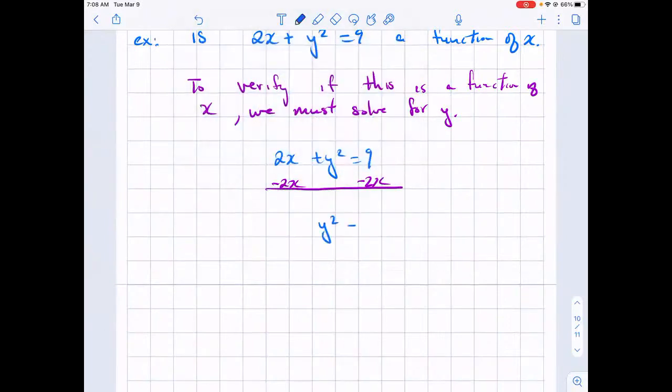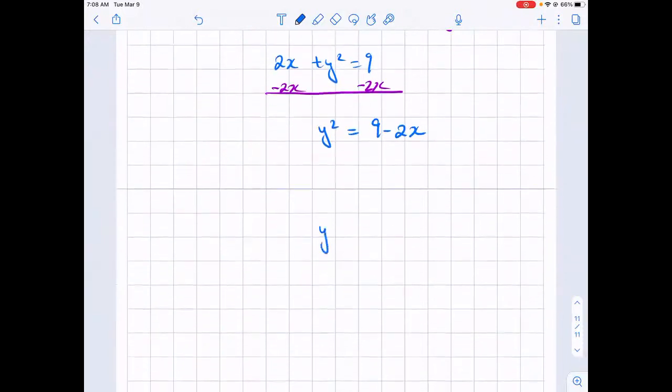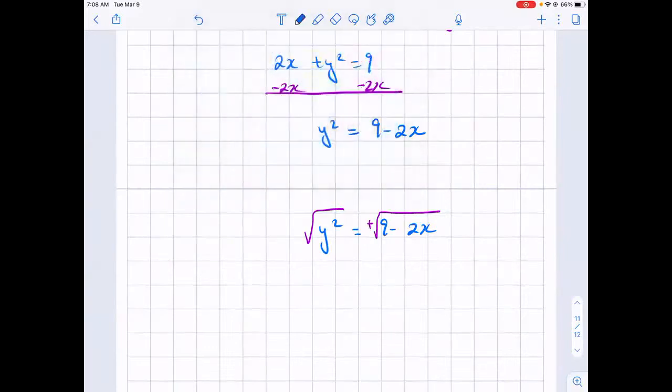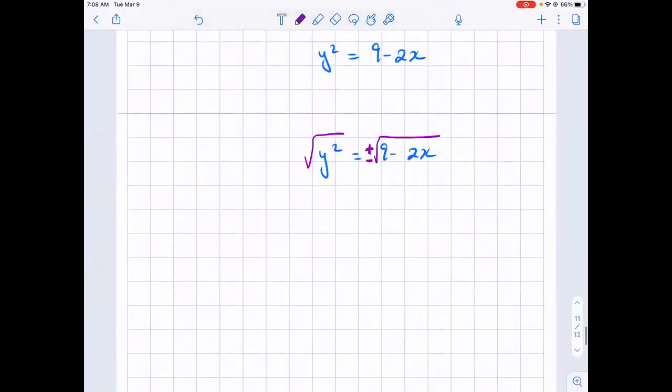If I do this, I have y squared is equal to 9 minus 2x. If I have y squared is equal to 9 minus 2x and I want to solve for y, we will now take the square root of both sides. Okay? We will take the square root of both sides, but be careful when you have square roots, you get a plus or minus. So now we have y is equal to plus or minus the square root of 9 minus 2x.